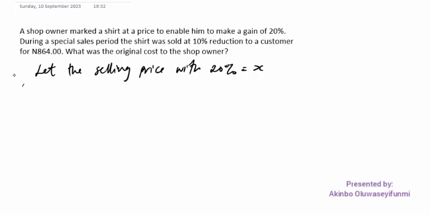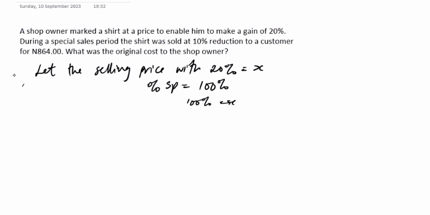From the question we can see that the current price, which has a 10% reduction, is 864, right? So now let the selling price with 20% not be equal to x. If it is x, then its percentage of that selling price is going to be 100%. So we can say 100% is equal to x, since we didn't know the actual price that he wanted to sell before the reduction.